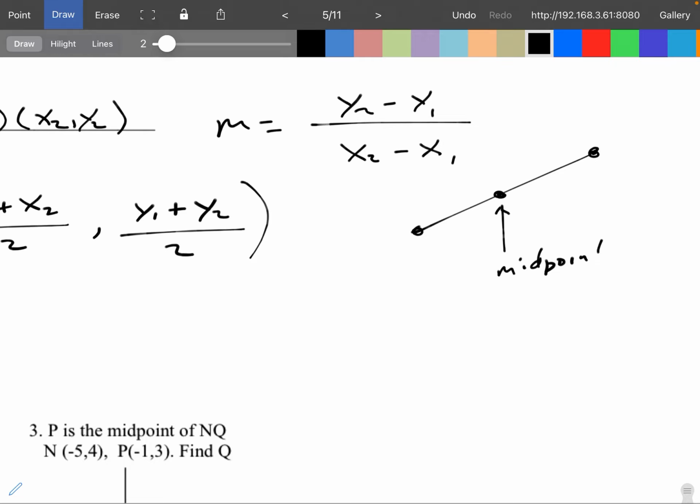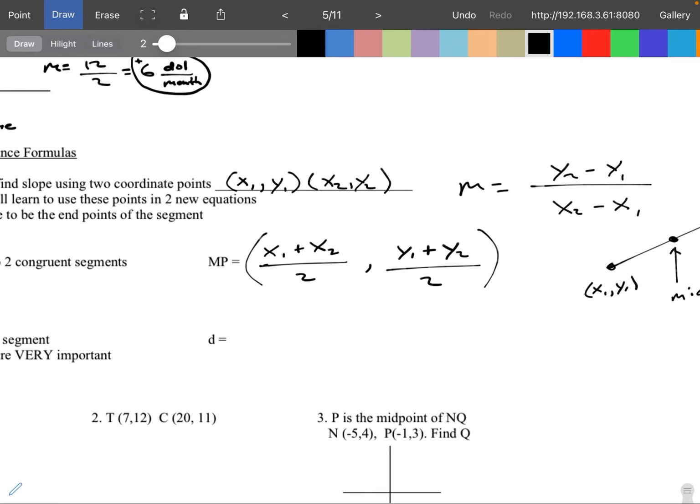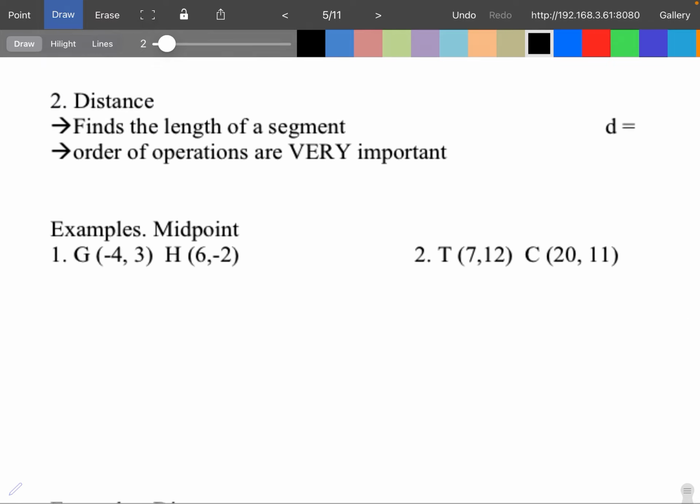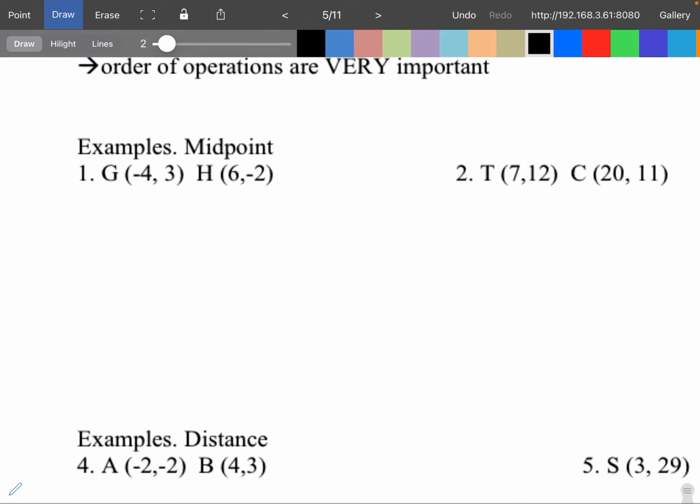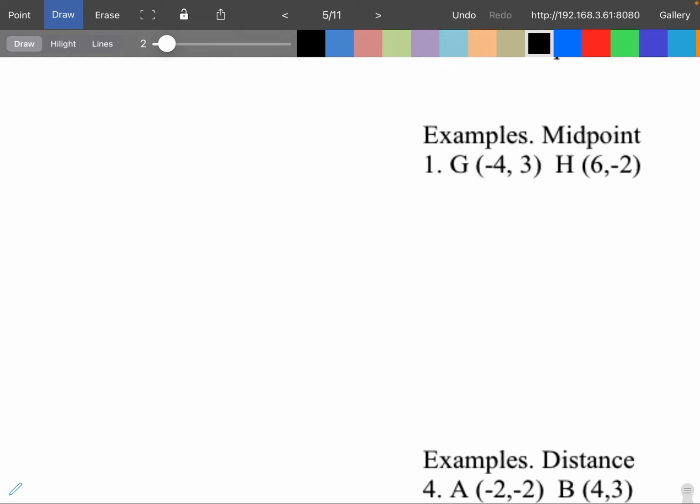If I drew you a little picture here, basically you've got 2 endpoints, and you want to find the point right in the middle. That's the midpoint. This point over here would be your one endpoint at x1, y1, and this point over here would be your other endpoint at x2, y2. Make sense? That's what we're after, to find the coordinates of the point in the middle.